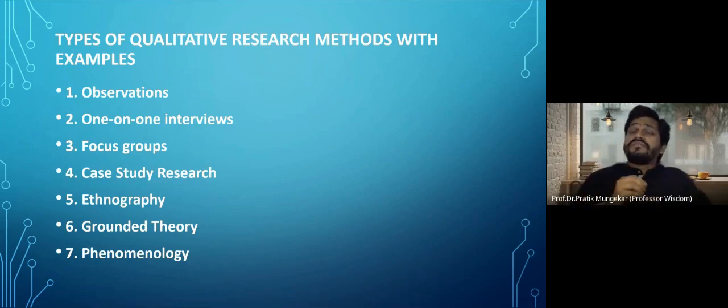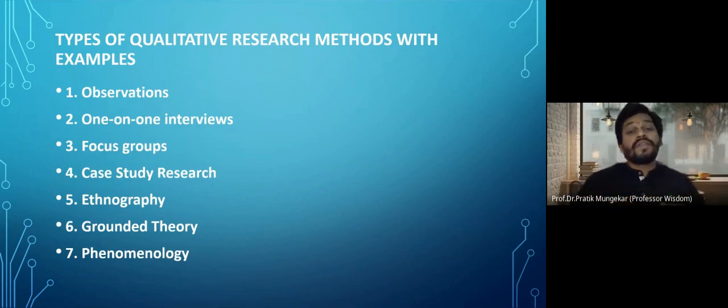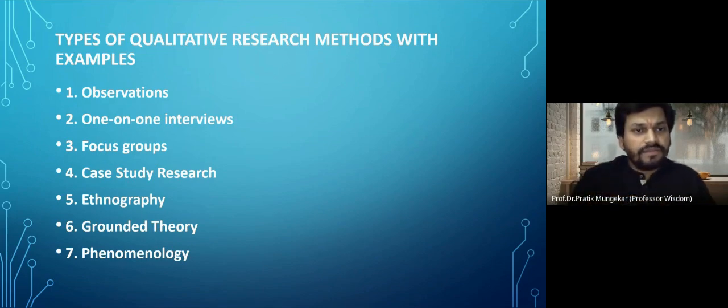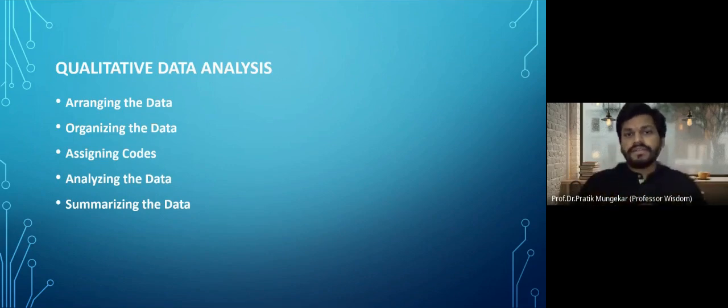So there are steps you need to follow to conduct this qualitative data analysis. In qualitative data analysis, the first step is arranging the data. Can I have my next slide, please? Yes. So these are the data analysis methods: arranging the data, organizing the data, assigning codes, analyzing the data, summarizing the data. I'll explain each one.